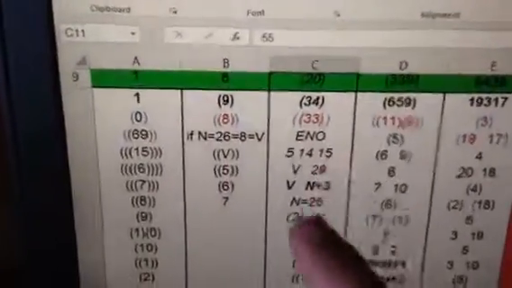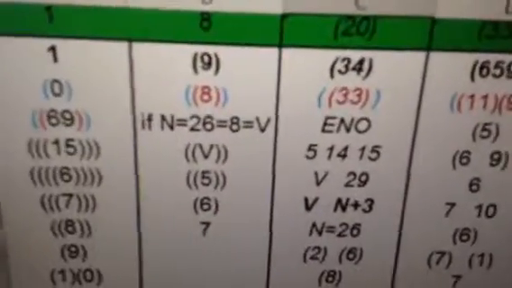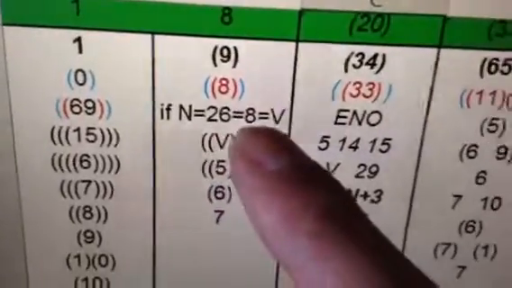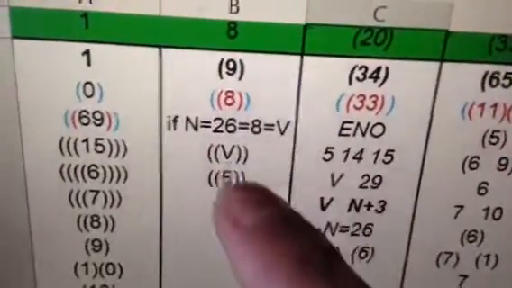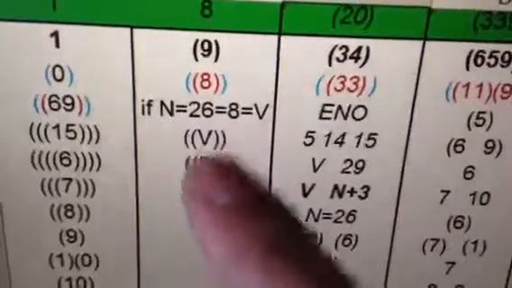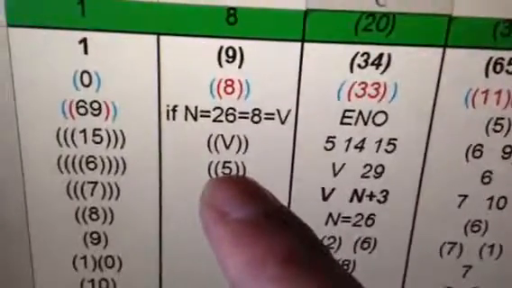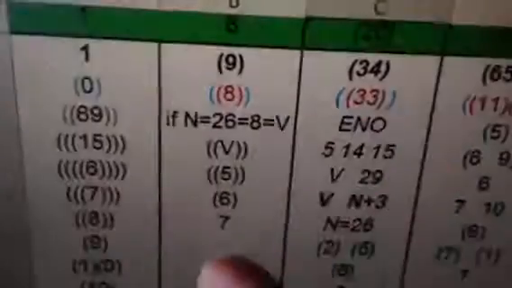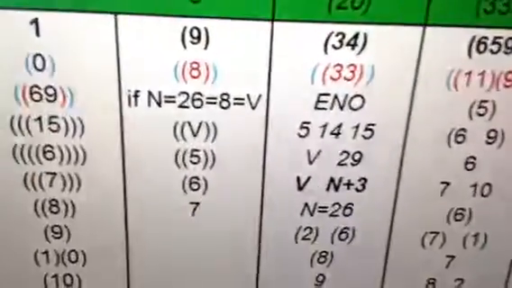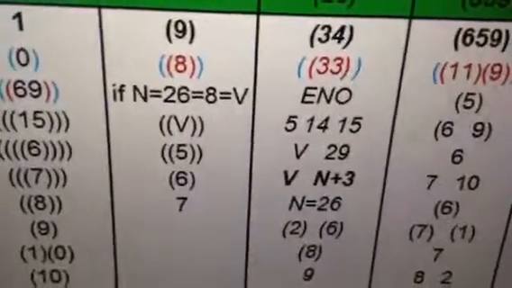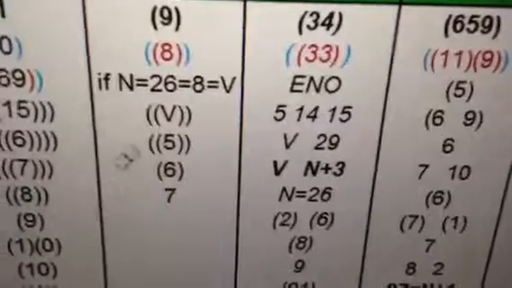What column are we in? We're in the third column, guys. 1, 2, 3. Now let's go over here. If we know that an n is equal to 26, which is equal to an 8, which is equal to V, this is basically a big V. Doubly circled, which is a 5. It's also a 5, guys, doubly circled. It could be an 8 doubly circled as well. V is also a 5. I didn't put that here.